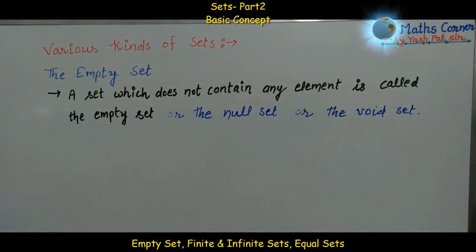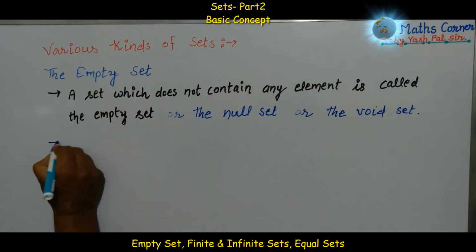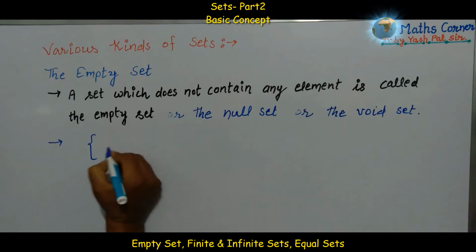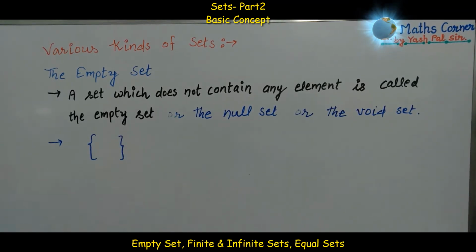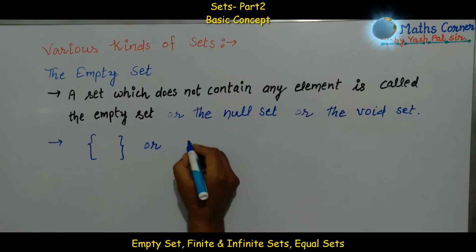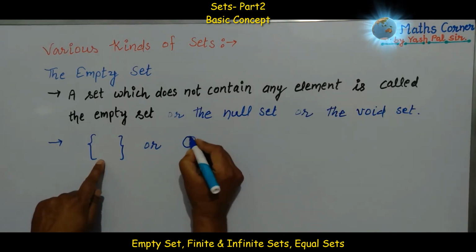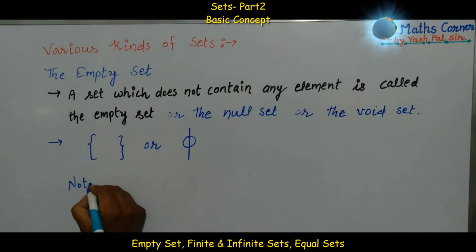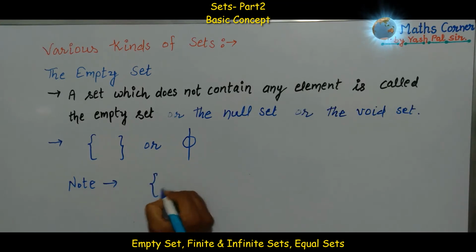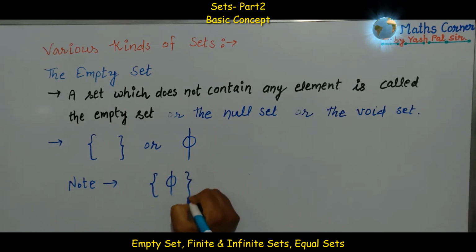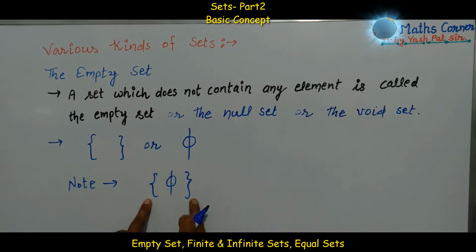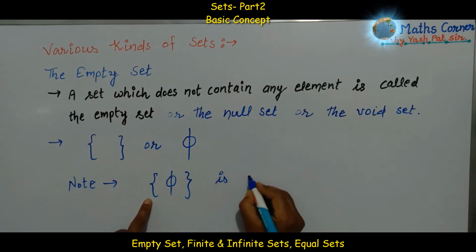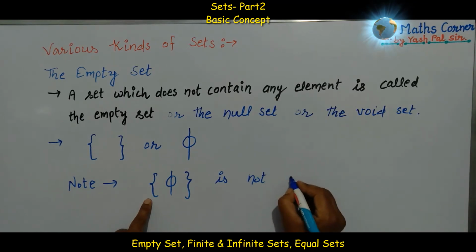Right? Now examples. First of all, notation. How to write it: a curly bracket with no element inside the curly bracket, this is the way we write the empty set. Or we simply write this symbol. Note one very important thing: if we write the symbol 5 inside the curly bracket, it is not the empty set.